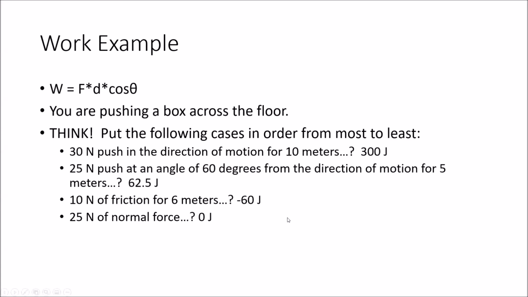We can actually calculate out all these answers here, but it's exactly what you'd expect. 30 newtons times 10 meters times the cosine of 0 is 300 joules because it's just 30 times 10. 25 newtons times 5 meters times 1/2 because the cosine of 60 is 1/2 gives 62.5 joules. 10 newtons of friction for 6 meters, well, that's 10 times 6, which is 60. But because friction acts opposite the direction of motion and the cosine of 180 is -1, you get -60 instead of +60. And then 25 newtons of normal force is 0 joules.